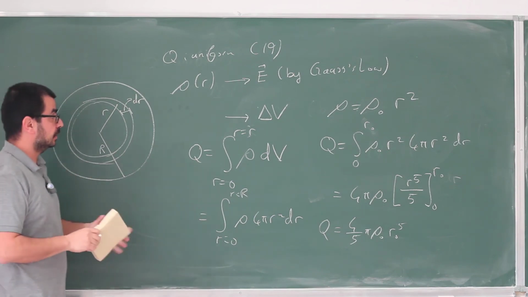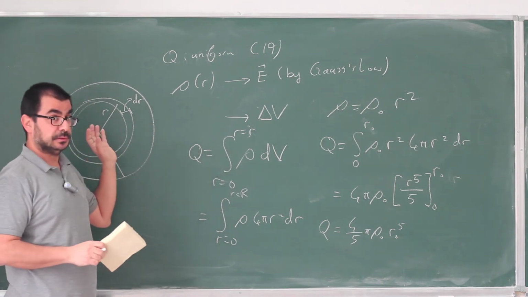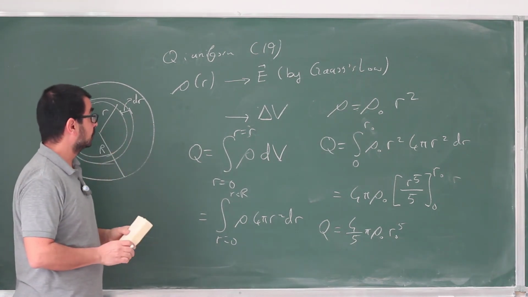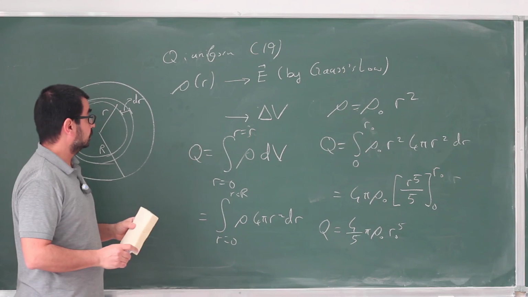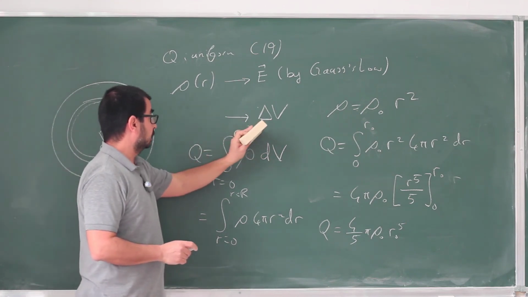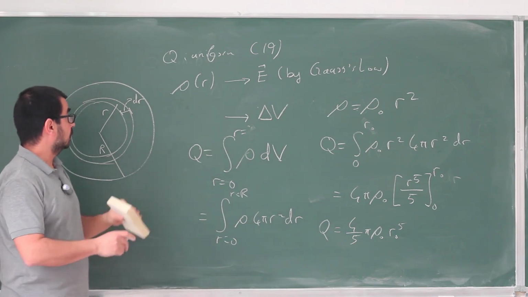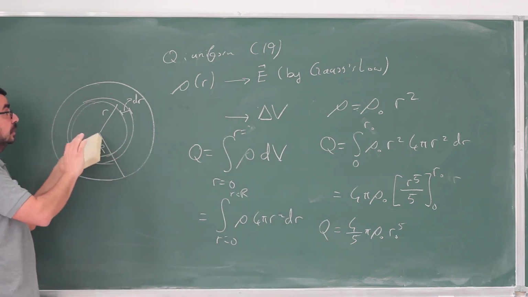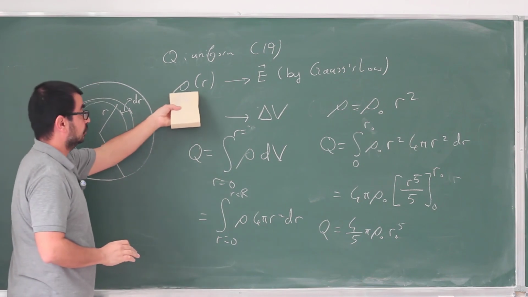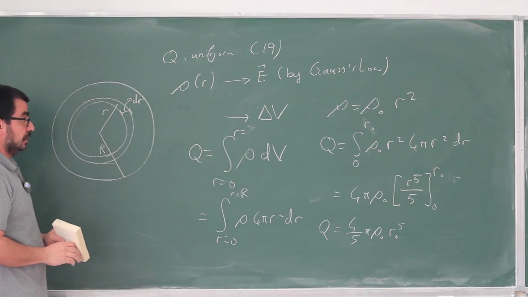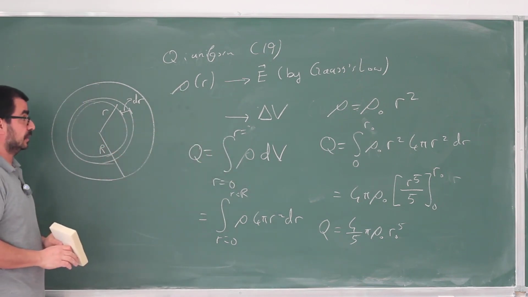But there it was easy because rho was constant. We just took it out of the integral. So there was no problem there. But in general, what you need to do is to calculate the charge up to a certain radius, the enclosed charge within a spherical surface. You need to know the rho, and then you need to integrate that rho up to that radius. This is how we should proceed.